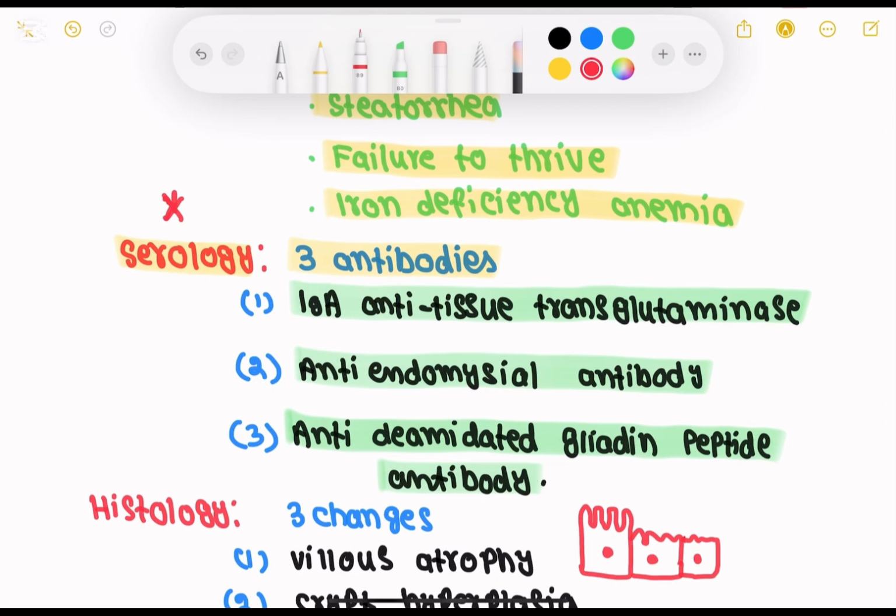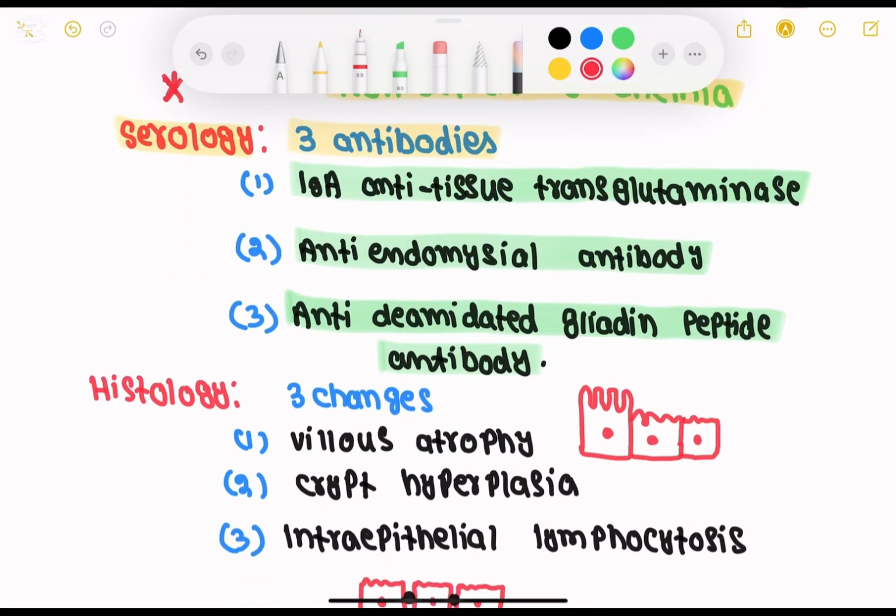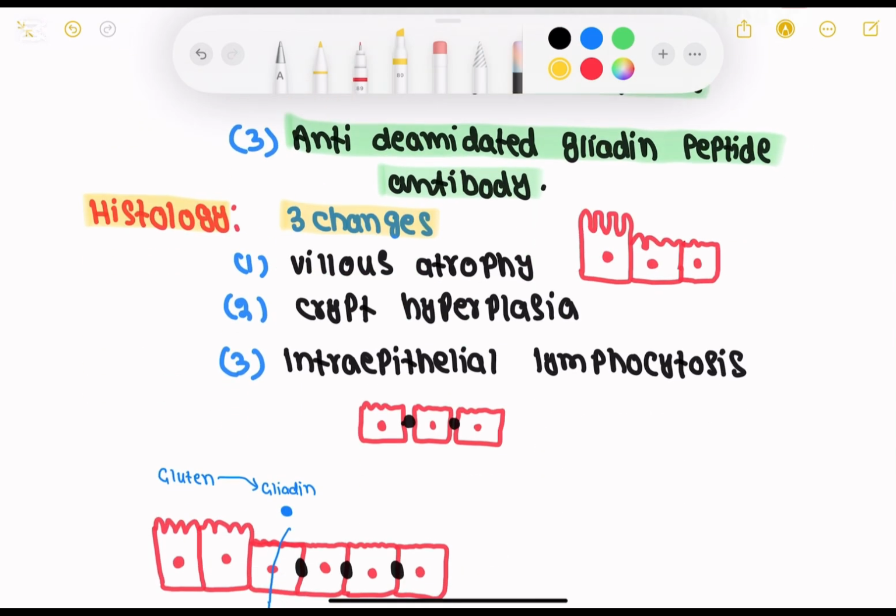Similar to the three antibodies, we also have three types of histological changes. If we talk about what changes occur in celiac disease, we will see three types of changes in histology. First is villous atrophy. If you see over here, this is a normal villus, but these villi are atrophied on the surface because they are not of normal size. So this is villous atrophy.